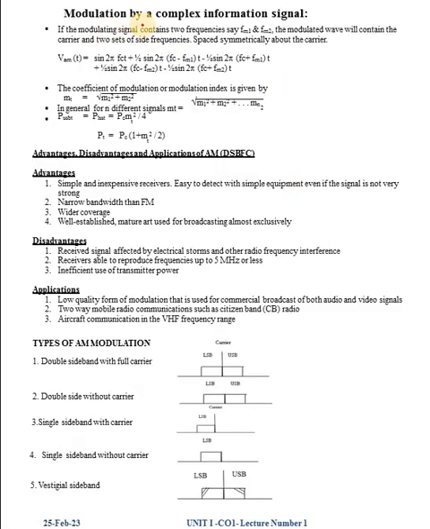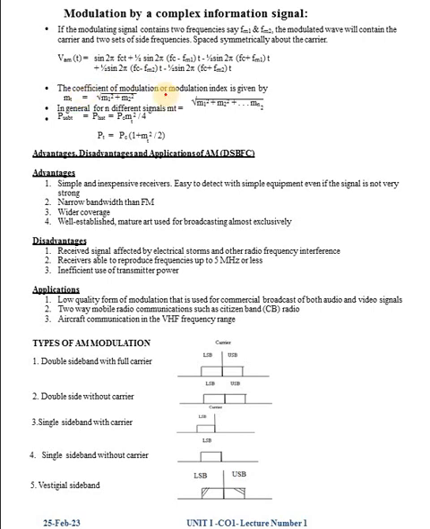So this is modulation by a complex information signal. If the modulating signal contains more than one frequency, say two frequencies FM1 and FM2, the modulated wave will contain a carrier and two sets of side frequencies. So VAM of t is equal to sin 2 pi FCT, which is the carrier signal, and the first set of sidebands: 1 by 2 sin 2 pi (FC minus FM1) t minus 1 by 2 sin 2 pi (FC plus FM1) t. This is the first set of sidebands and this is your second set. The frequency here is FM1, and here it is FM2.